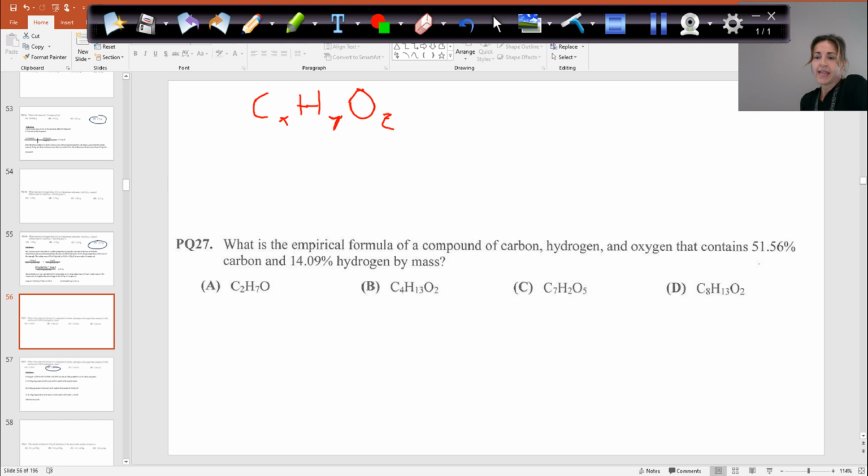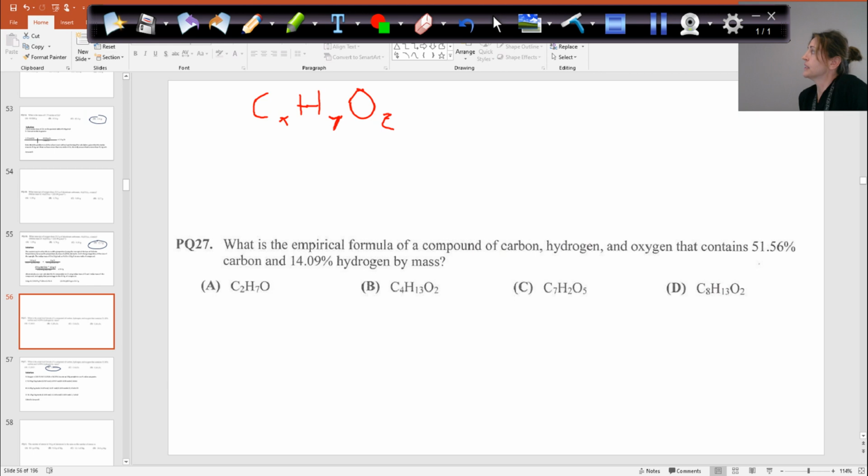So if I know that my compound is 51.56% carbon and 14.09% hydrogen by mass, how do I go about finding these values? Does anybody remember how we start here? So X, Y, and Z are moles, right? Basically, we're finding the smallest whole number mole ratio between carbon, hydrogen, and oxygen.